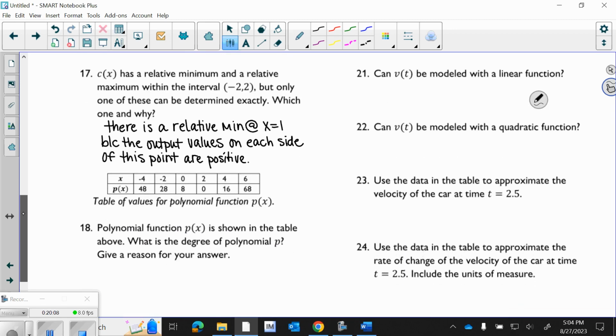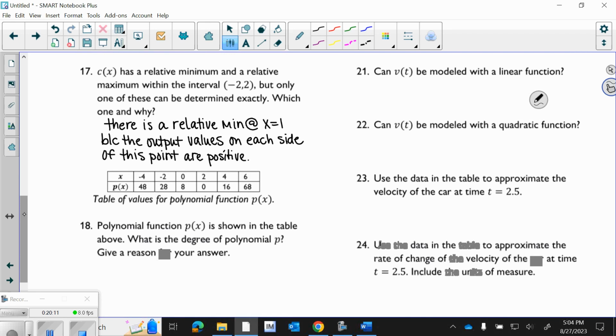All right, so number 18. We're given a table of values for the polynomial p of x. The polynomial p of x is shown in the table above. What is the degree of polynomial p? Give your reason for your answer. I would advise that you do your differences. I'll take a second and write down my answers.